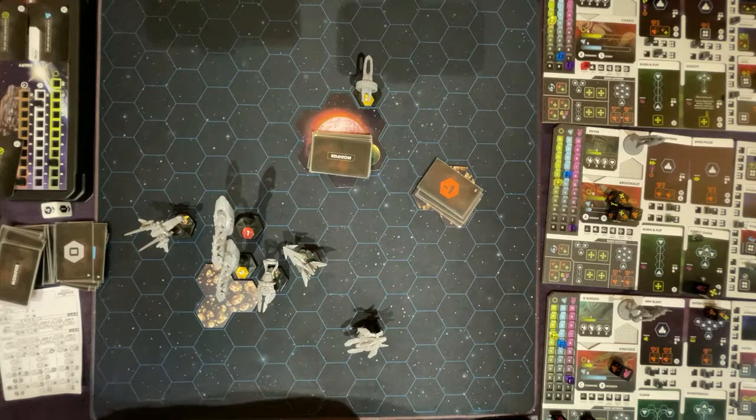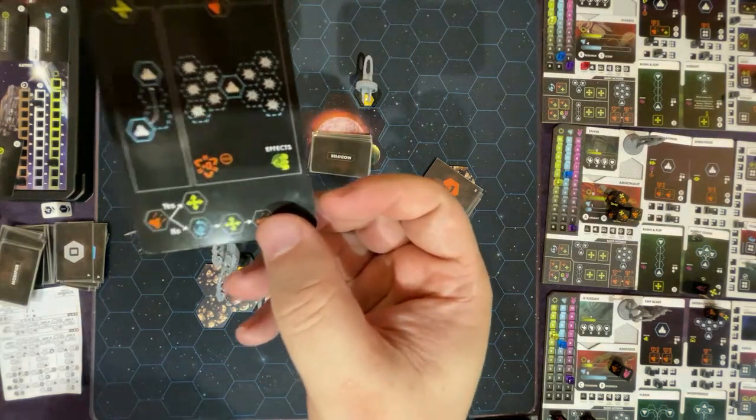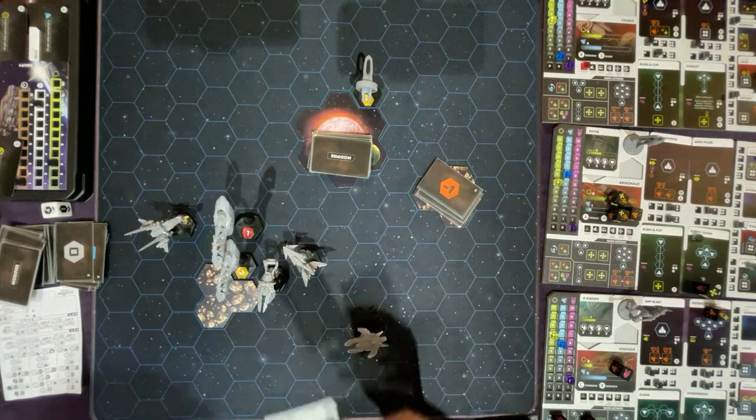Now we're going to do the gunship, and this is the big one. And I'm very nervous with that draw right there because I think he's going to hit multiple targets.